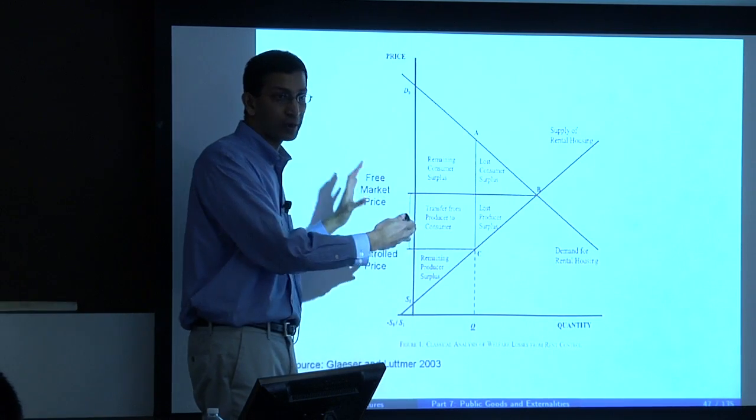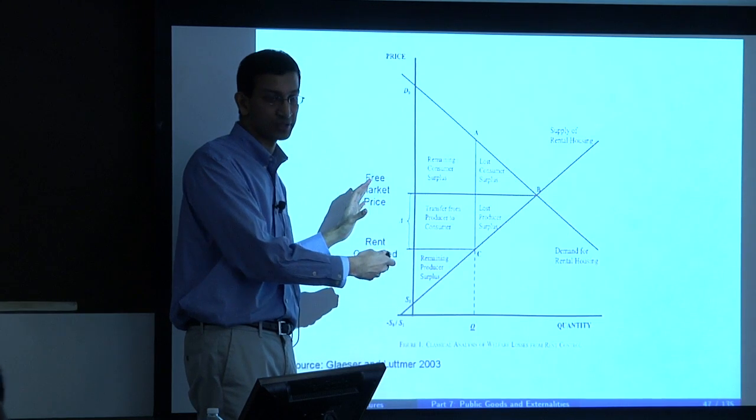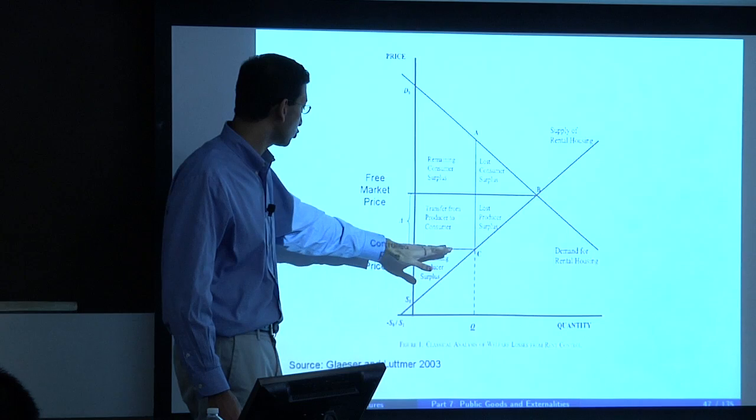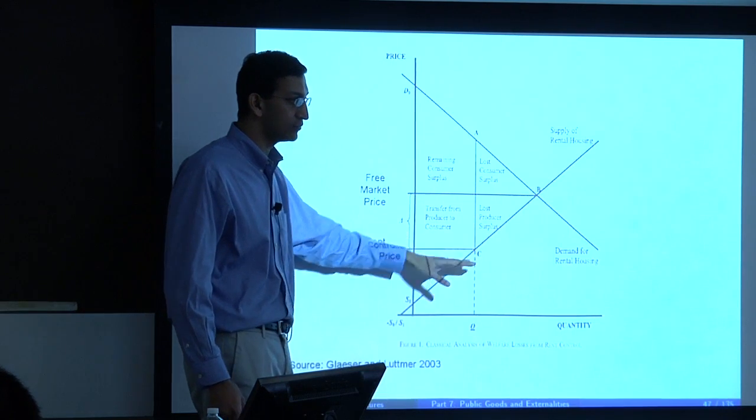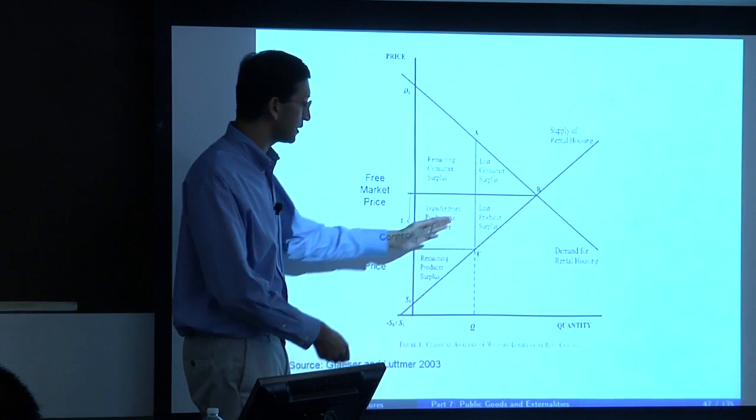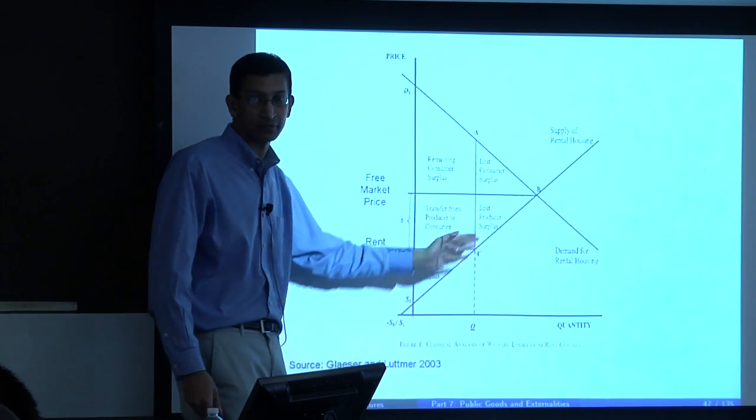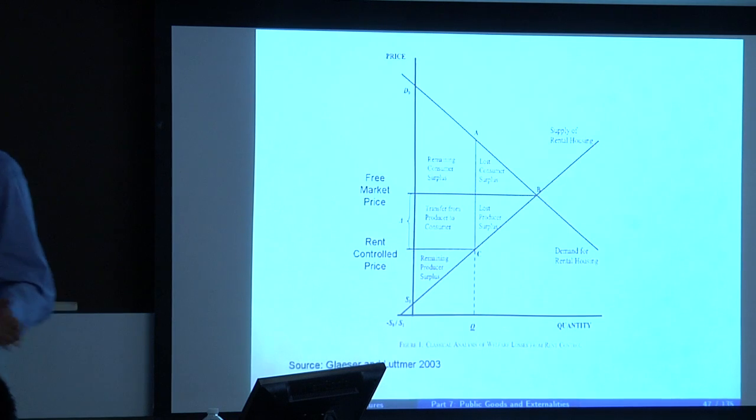And so we're focusing here on efficiency, what happens to total surplus as a result of that policy. So the rent controlled price, let's say, is down here at C. And so the quantity now is going to be restricted by the supply side. Landlords are not going to want to supply more apartments. They're not going to want to rent them out. They'd rather sell them or live in them themselves.